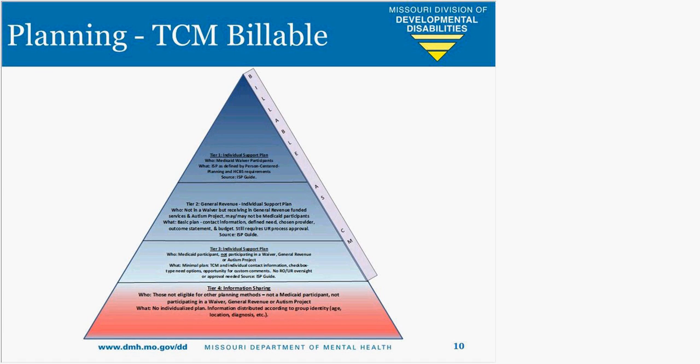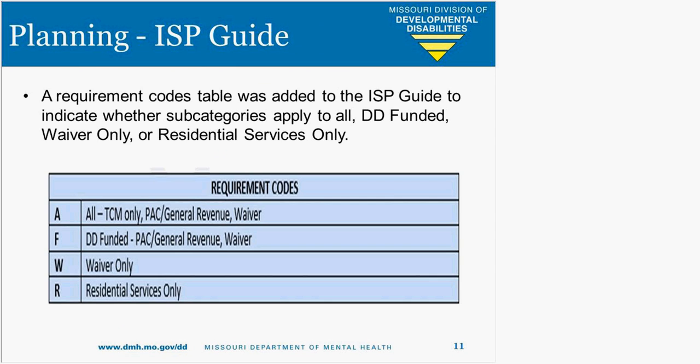It was sent out earlier this year, modified to reflect these changes. So a requirement code was added to the ISP guide to indicate whether the subcategories apply to all plans, only funded general revenue plans, or those for waiver only or residential services. So as you can see, the A, F, W, and R are for what things are required. Next.